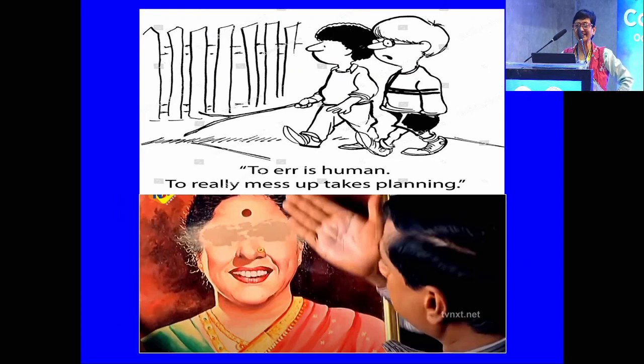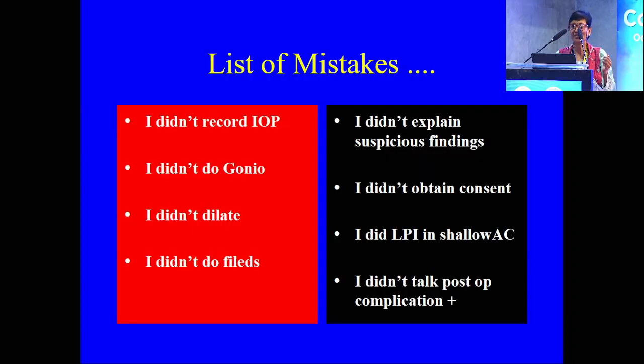So can I say 'to err is human' and try to erase the mistake? Can I do that? It will worsen the situation. If I start making a list, it's becoming very big. It's not even included in this list also.